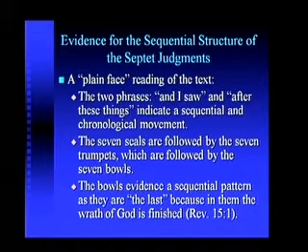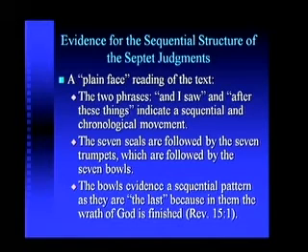Now, let's talk about some evidence for the sequential structure of the septet judgments. First of all, a plain face reading of the text. When you read the text, there are two phrases. John says over and over again, "and I saw, and I saw, and I saw." And then he says, "and after this, and after this, and after this." That shows a sequential and chronological movement throughout the book.